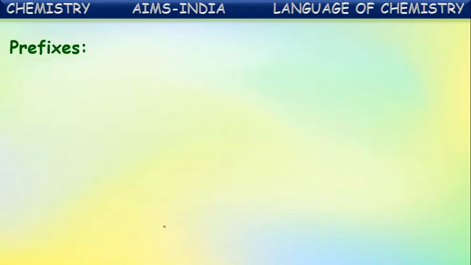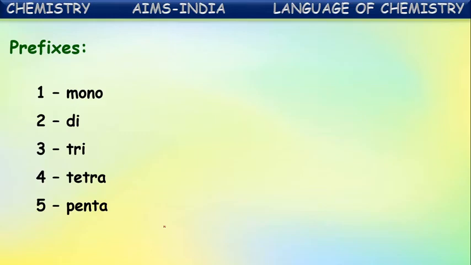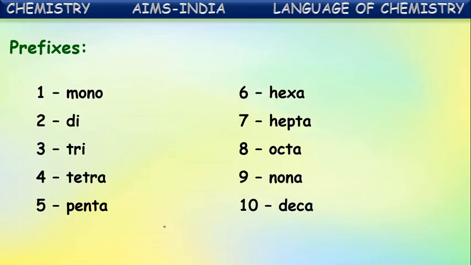See here, some prefixes to be used for writing are given. If there is only one, mono; two, di; three, tri; tetra, penta, hexa, hepta, octa, nona; and if there are 10, deca. So these are the different prefixes used for representing the number of atoms of non-metals present in it.